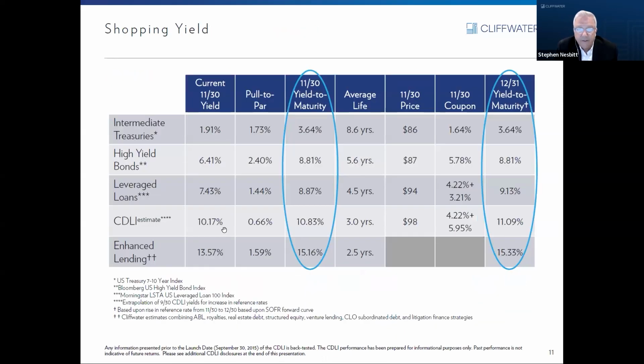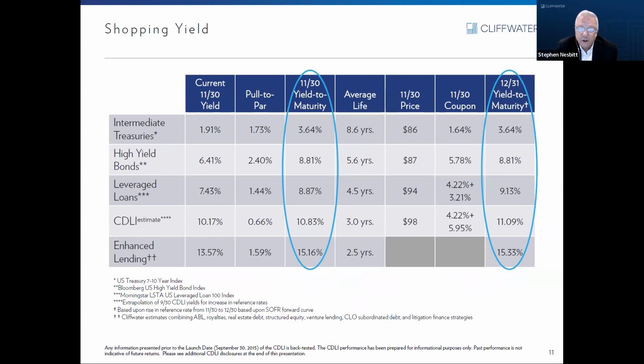Finally, in slide 10, Phil, we go comparison shopping for yield and look at yield opportunities across treasuries, high-yield bonds, levered loans, broadly syndicated levered loans, the CDLI, again, a proxy for direct lending, and enhanced lending, higher risk credit strategies. First, a reminder on the calculation of yield.